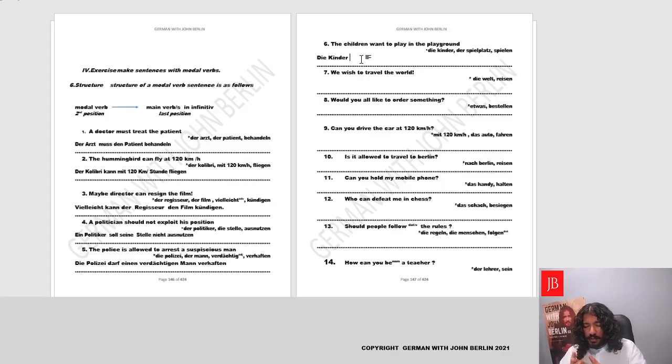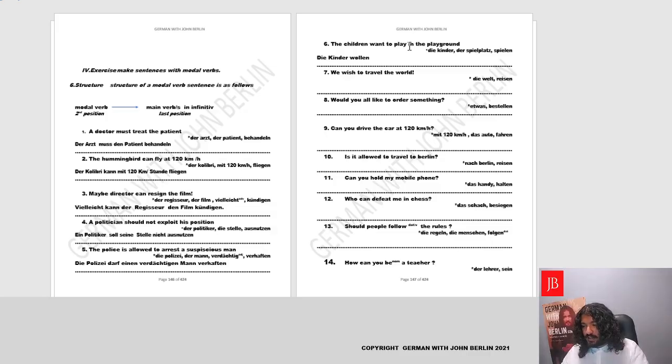The Kinder want, the verb to want. Let's find out what was want. So können is can, sollen is should, müssen is must, dürfen is to be allowed, wollen is to want or to wish. Now here it's want, we'll use it for want. Conjugating the verb wollen, ich will, du willst, sie es will, wir wollen, ihr wollt, sie, Sie wollen. So this is third person plural, they want. So we'll say third person plural, die Kinder wollen. Yes, die Kinder wollen to play in the playground.